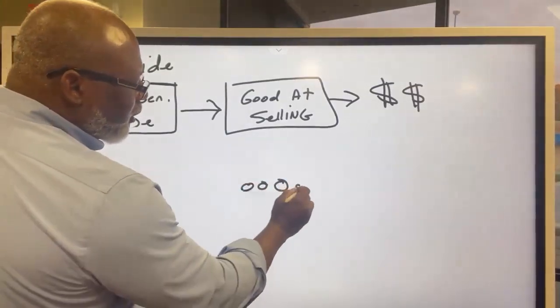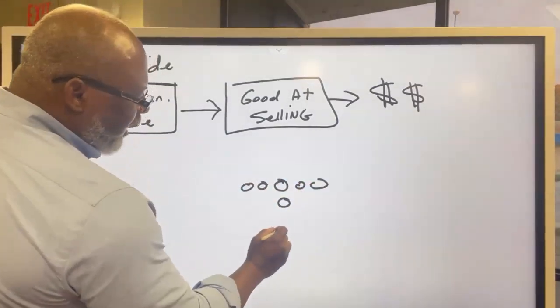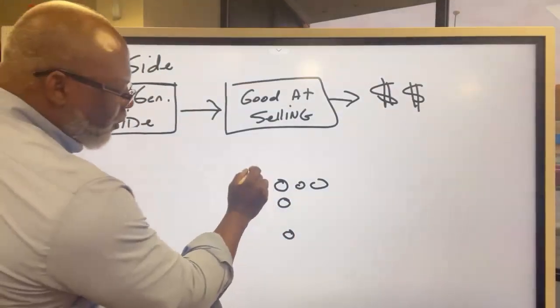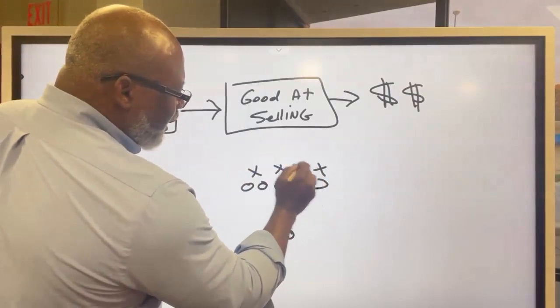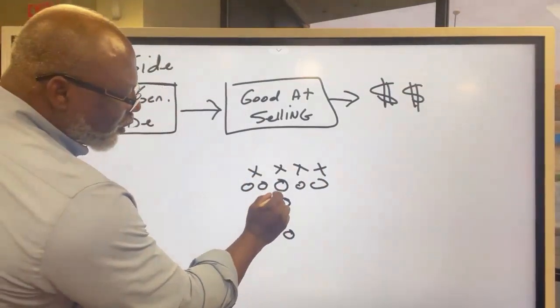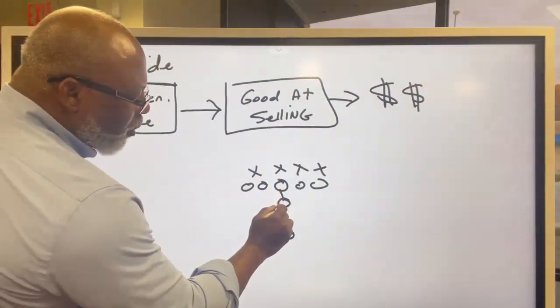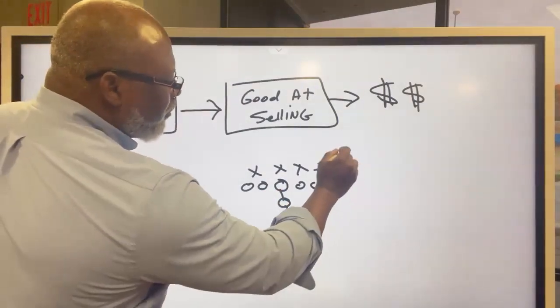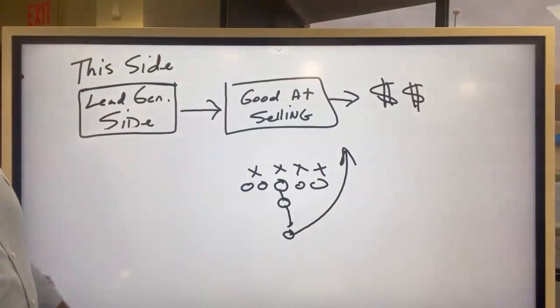This is a football team. That's the quarterback, and this is the running back. And this is the defense. So the center hikes the ball to the quarterback, and the quarterback gives the ball to the running back, and the running back runs.